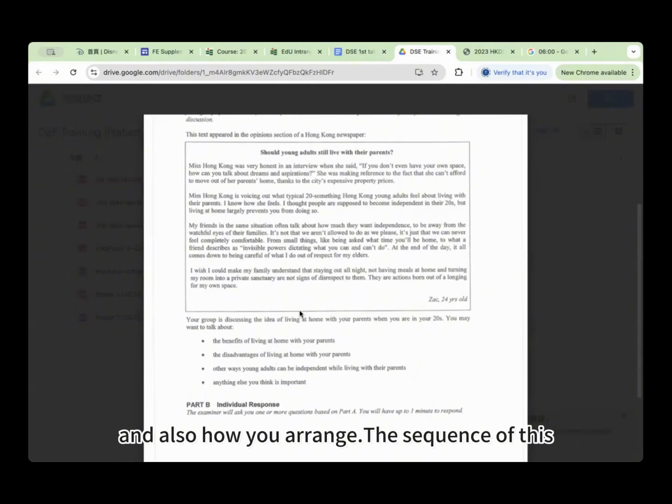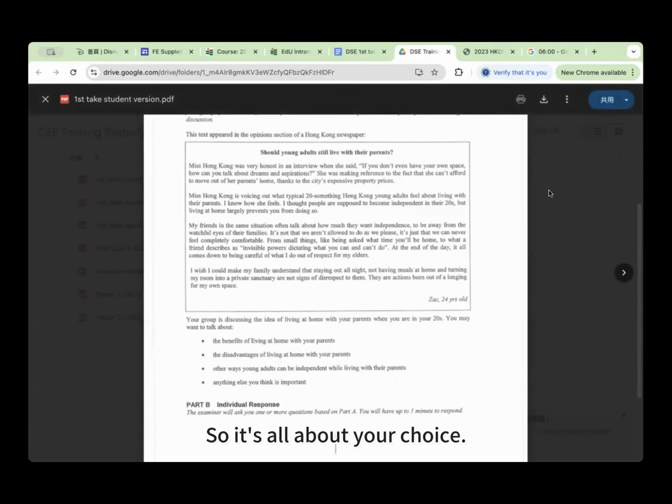And also how you arrange the sequence of these three aspects is all on your own. You can choose this by yourself. You can first talk about the disadvantage too. You do not need to follow this flow. So it's all about your choice. Just make sure that you have covered at least 2 aspects in the whole discussion. Is that clear? Oh, yeah.